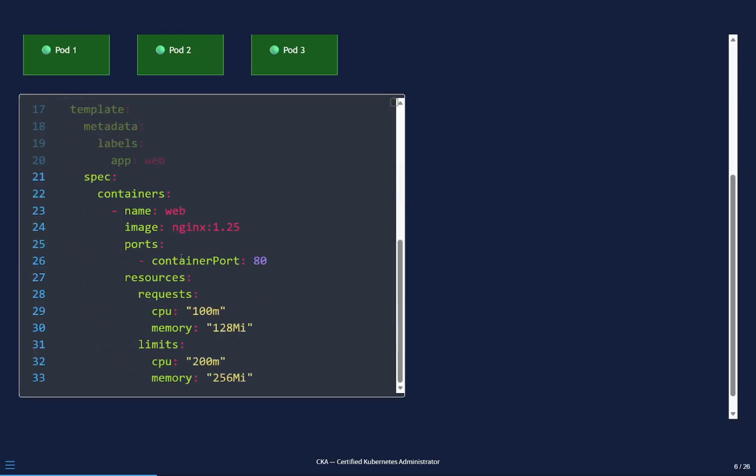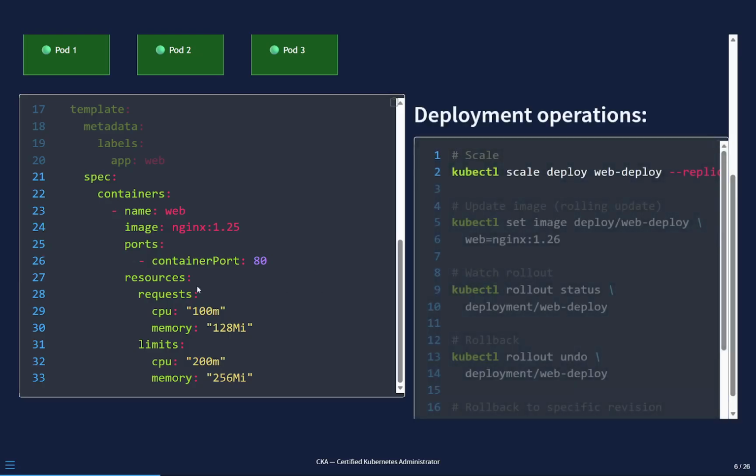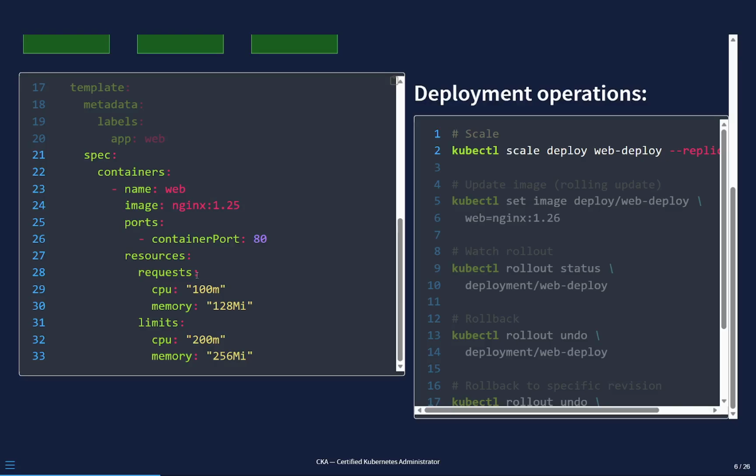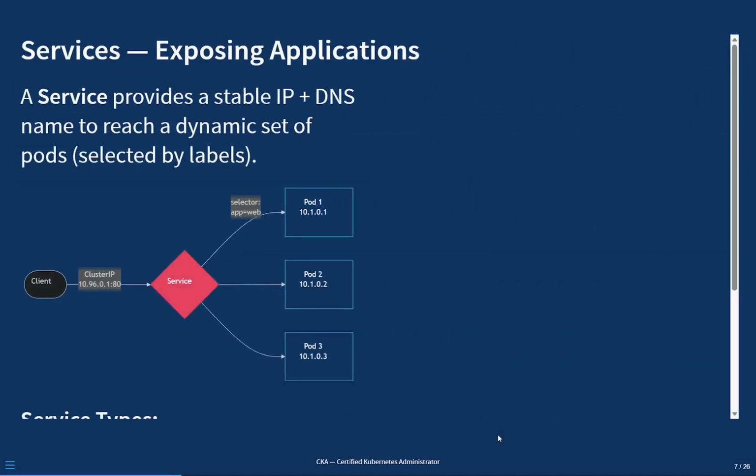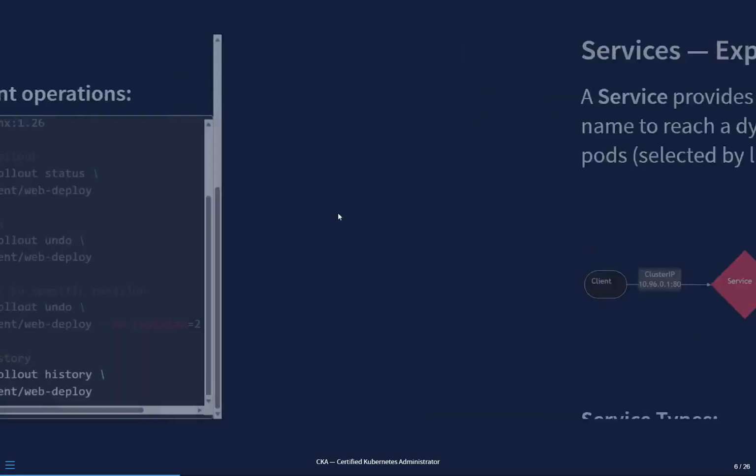Click. Here are the critical deployment operations for the exam. kubectl scale, to change replica count. kubectl set image, to trigger a rolling update to a new image version. kubectl rollout status, to watch the progress. kubectl rollout undo, to instantly roll back to the previous version. This is a lifesaver when a bad image gets deployed. And kubectl rollout history to see all past revisions, and roll back to a specific one with --to-revision. Click. Internalize these commands. The CKA will absolutely ask you to perform a rolling update and then roll it back.